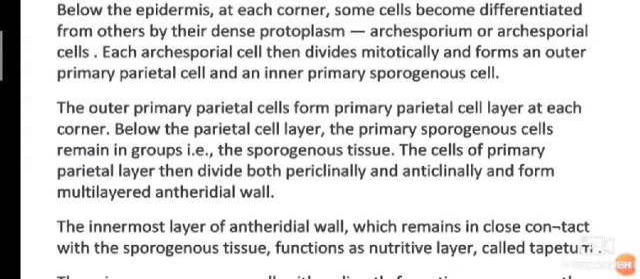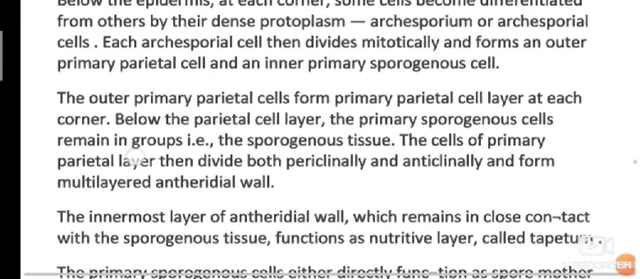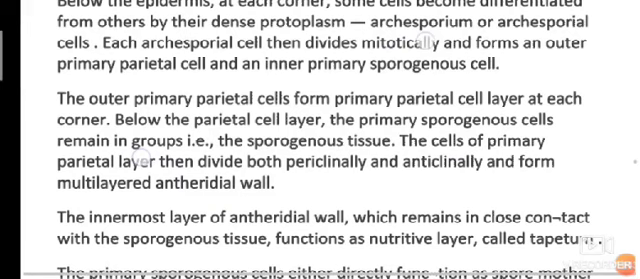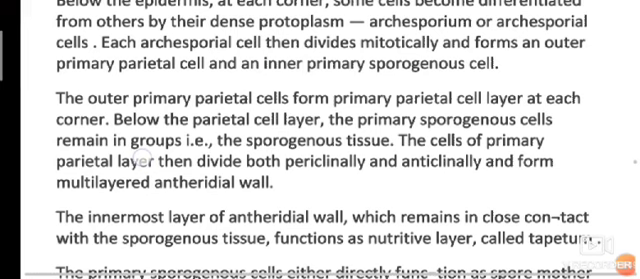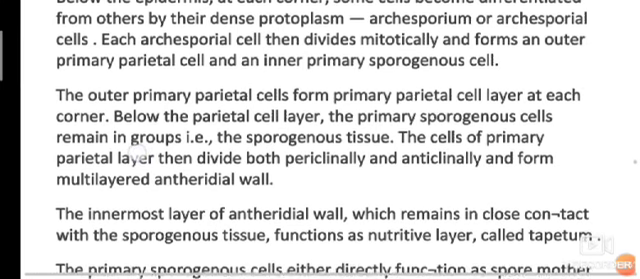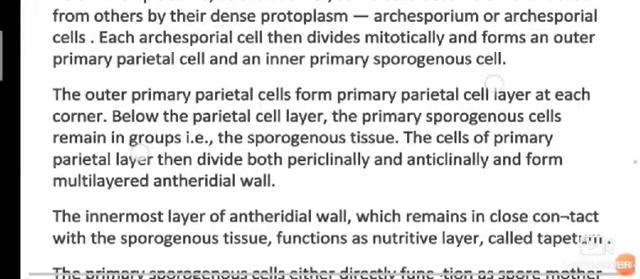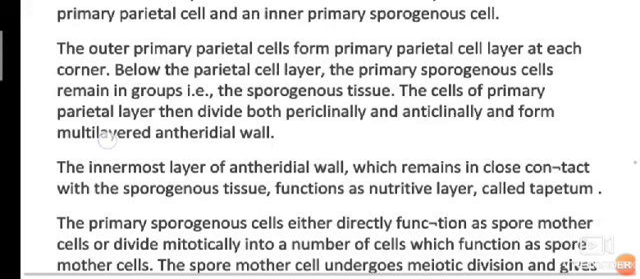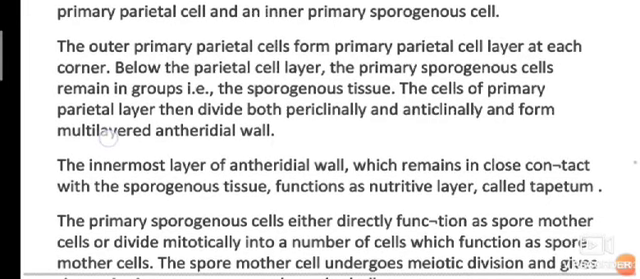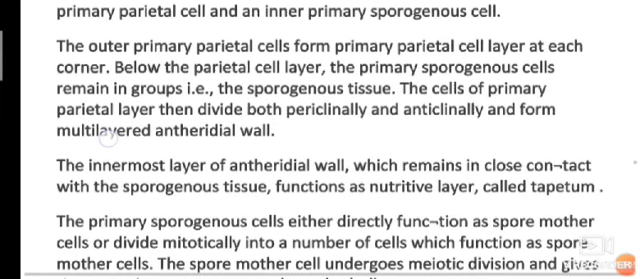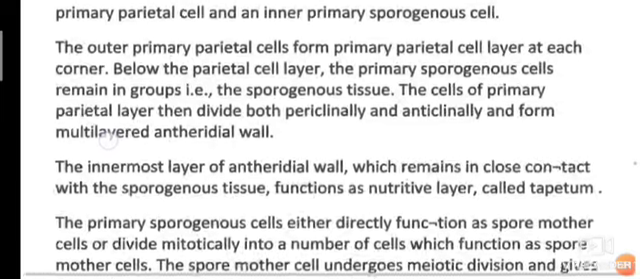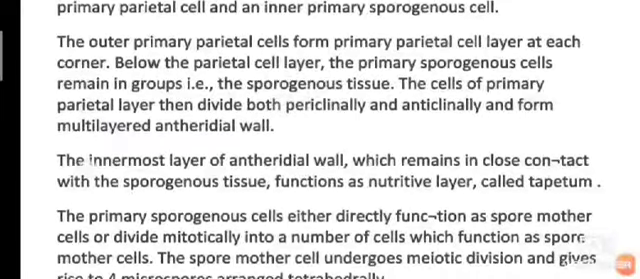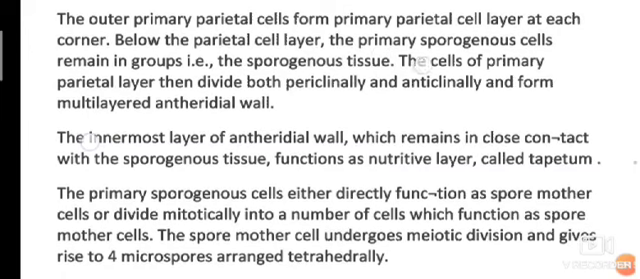Archisporium or archisporial cells. Each archisporial cell then divides mitotically and forms an outer primary parietal cell and an inner primary sporogenous cell. The outer primary parietal cells form a primary parietal cell layer at each corner. Below the parietal cell layer, the primary sporogenous cells remain in groups, that is, the sporogenous tissue.